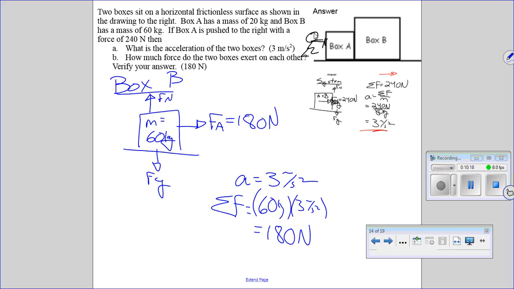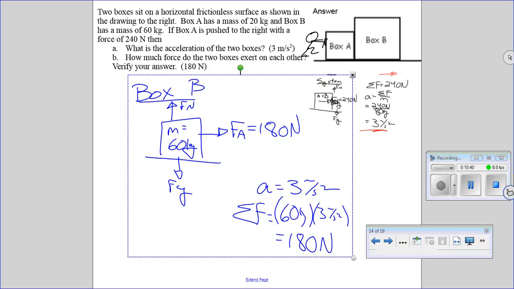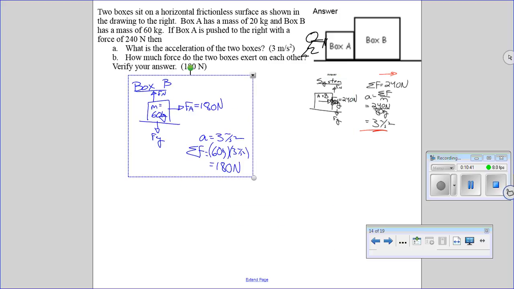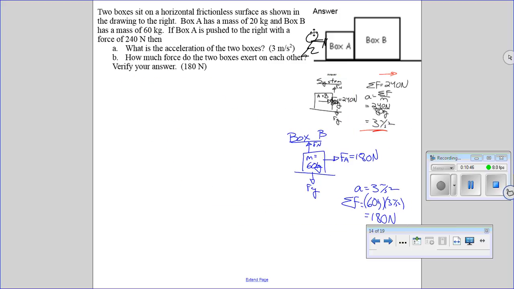Follow? All right, now, the cool thing about these problems is once you get your answer, because how much force will the two boxes exert on each other? 180 newtons, we just got it, right? We can check our answer by looking at the other box and making sure that all of our puzzle pieces fit together. So let's do this. Let's buy ourselves a little room on the board. Let's look at box A.